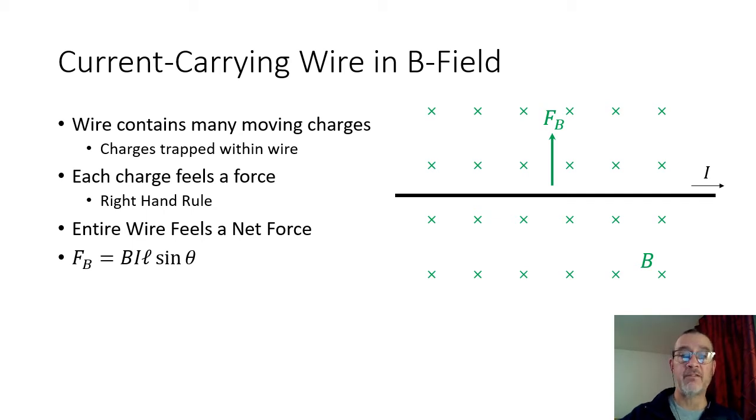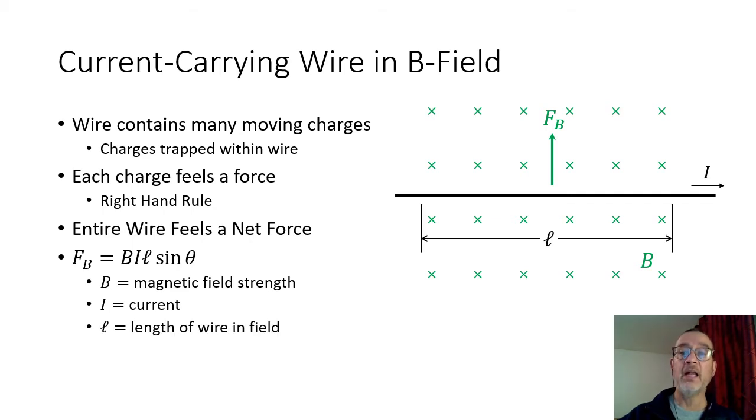The magnitude of the force is given by the equation BIL sine theta, where B is the magnetic field strength, I is the current in the wire, L is going to be the length of the wire that's within the magnetic field. So it might not be the entire length of the wire, but it's going to be the length of the wire that is enclosed within that ideal magnetic field that we've drawn here. And then we have sine theta. Well, theta is going to be the angle between the magnetic field and the current.